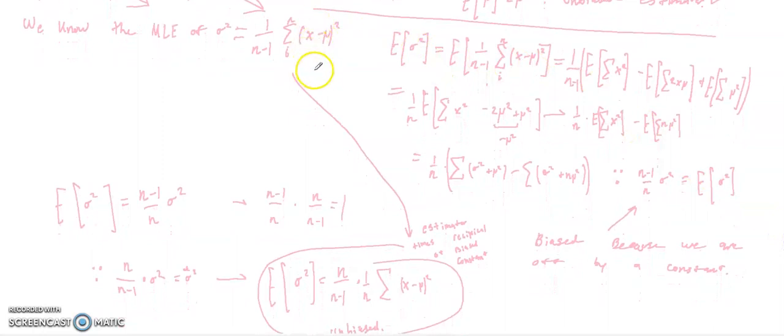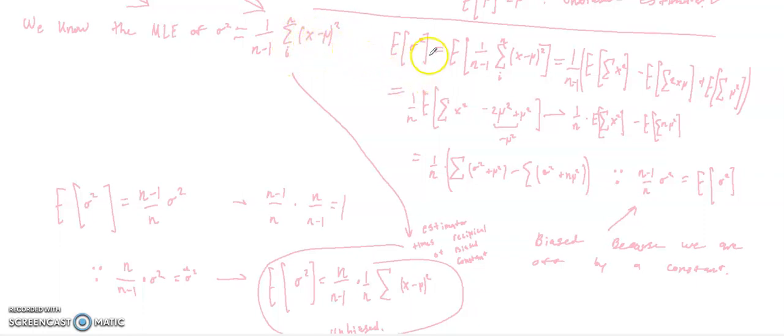But we're going to find that the maximum likelihood estimator of sigma squared, in this case, is biased. So let's go into that. According to the textbook, the maximum likelihood estimator of sigma squared is 1 over n minus 1 times the summation from i through n of x minus mu squared.